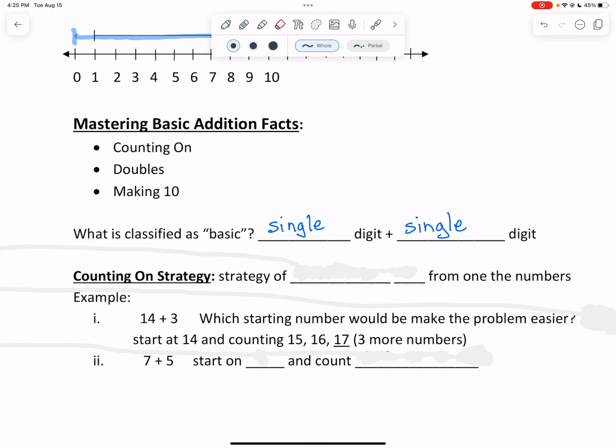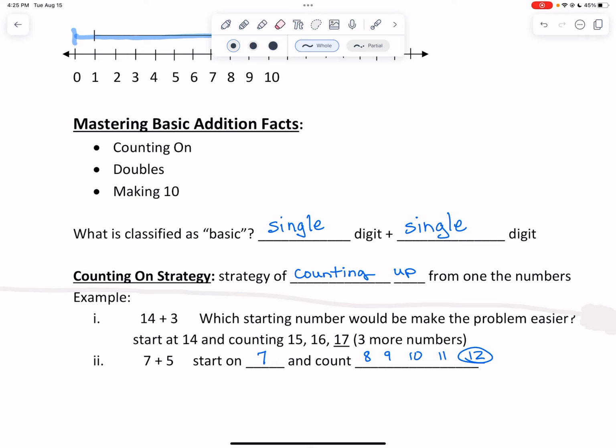So one of the strategies is called counting on. With this one, you are going to start at one number and count up to the other number. So if I have 14 plus 3, we could do this by starting at 14, and then we're going to add 3. So 14, 15, 16, 17. And you can use your fingers. Your students can use their fingers. Start at 14, and then they can hold up 3 fingers and do 15, 16, 17, okay, to get to that answer.